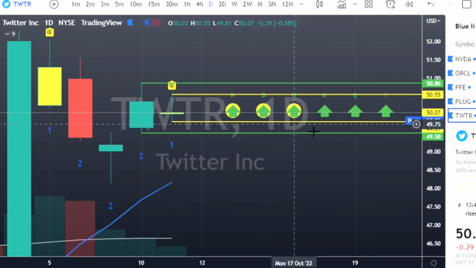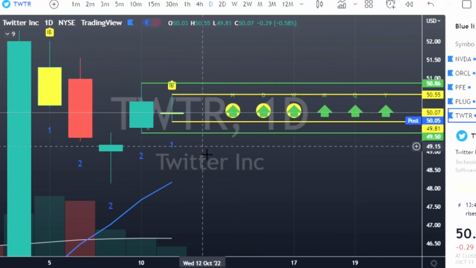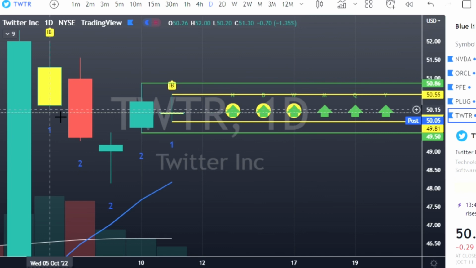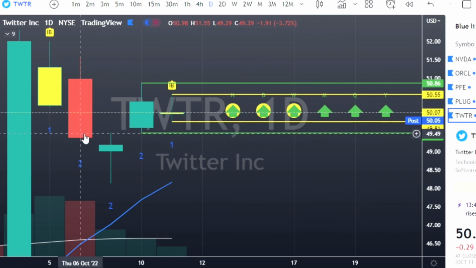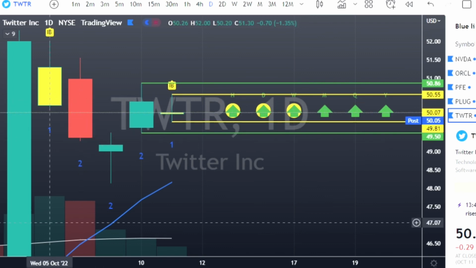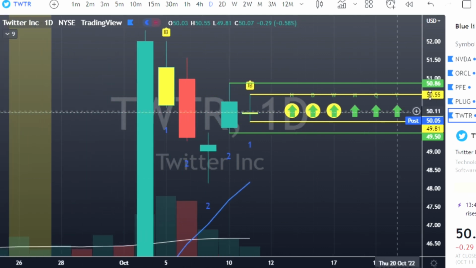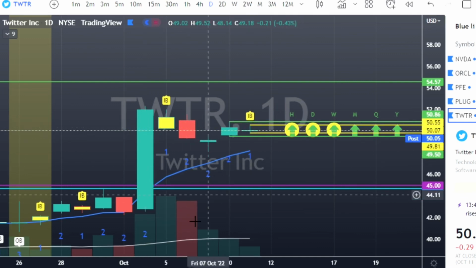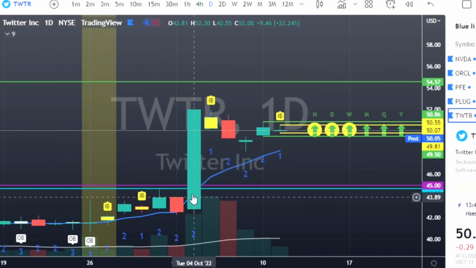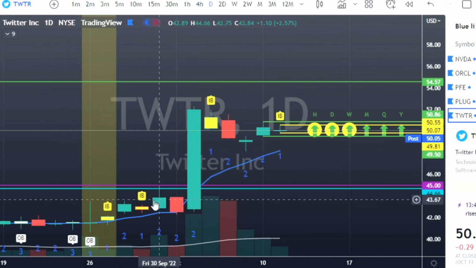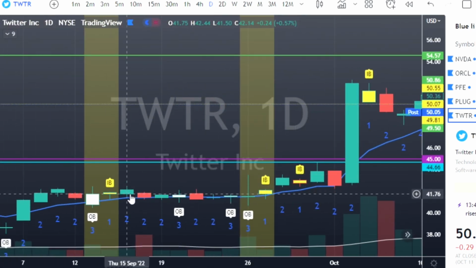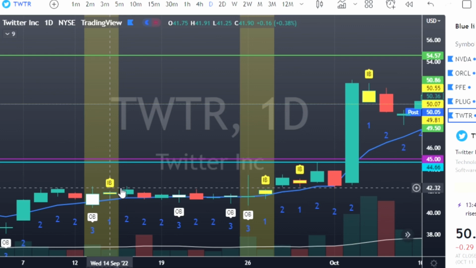So calls off the inside bar at $50.55, puts at $49.81, and you can see off the last inside bar we triggered and we didn't hit targets, but we still had a really, really good trade off of that play. And it would have been really hard to hit targets on this just because Twitter had such a big move up to the upside on October 4th. This inside bar, though, we had a nice run up. This inside bar, we had a nice run up. It gapped, but we ran up. This inside bar ran up and hit targets.